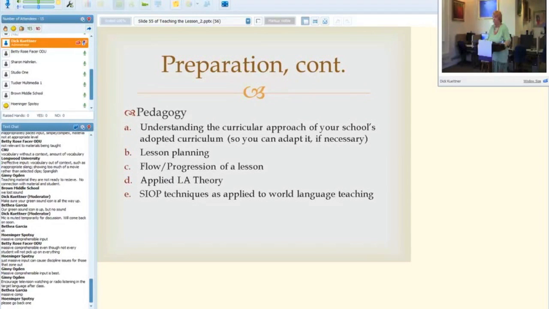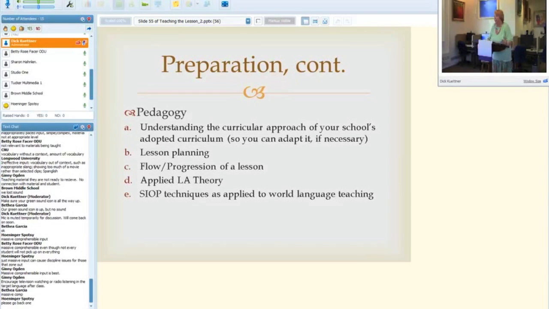The pedagogy, understanding the curricular approach of your school's adopted curriculum. You often don't have any input into that. So you have to take what you're given and know how you can adapt it to be communicative, proficiency approach, natural approach, whatever you want to call it. How you can use what you're given in order to achieve the outcomes that you need in your language classes. You need to know about lesson planning. You need to know how a lesson flows. You need to know applied language acquisition theory.